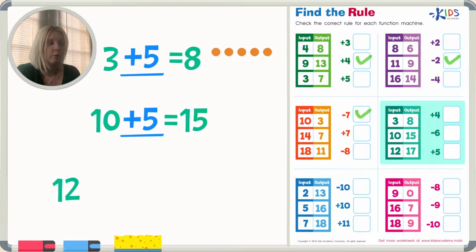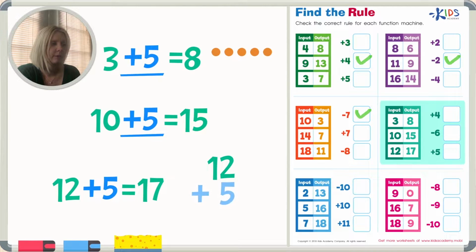What about 12 plus 5 equals 17? Is this the right answer? Well, let's just add it up to the side. 12 plus 5. Okay. I know 5, 6, 7, and then 1 is 17, so that's right. So my answer in this particular function machine is plus 5. I'm going to put the check right over here.